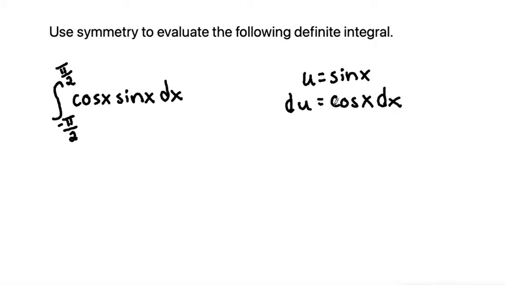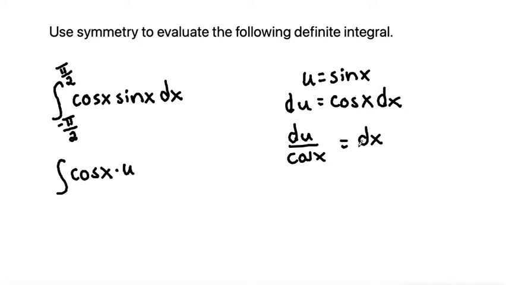So once we get that derivative, if we solve for our dx, we divide both sides by cosine of x to get du over cosine x is equal to dx. So now subbing in, our sine of x will make u, but our cos of x, we'll just leave that for now because we didn't make the cos of x u. So sine of x, I'll make that u, so times u. Then dx is du over cos x.